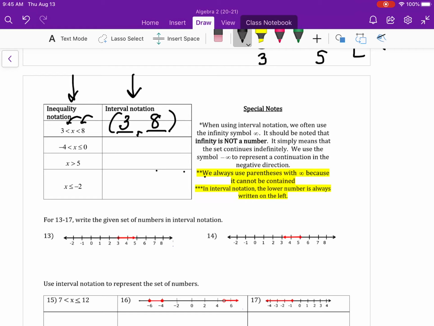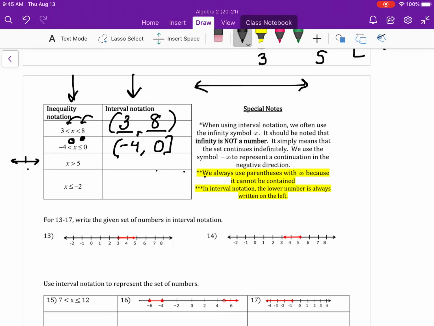Let's look at this next one. X is greater than -4, but less than or equal to 0. So -4 is going to be our left point, and 0 is our right point. Because this is an open circle, we're going to put a parentheses, and because this one is a closed circle, we're going to put a bracket. And so we always read from left to right in order of the number line, right? Get it?